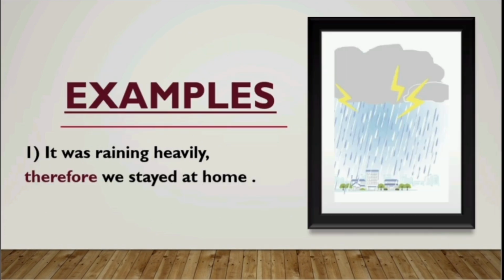Let us have a look at some examples. The first one says, it was raining heavily, therefore we stayed at home. Why did you stay at home? Because it was raining heavily. So therefore tells us the motivation behind the action performed. It tells us why you performed that action, the motivation or the purpose behind an action.